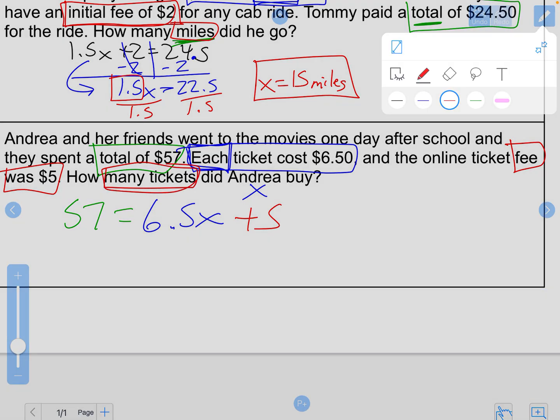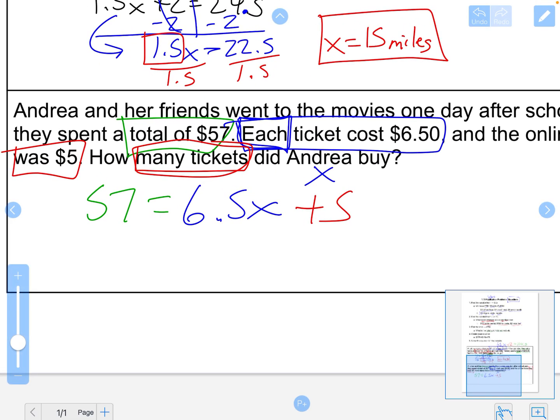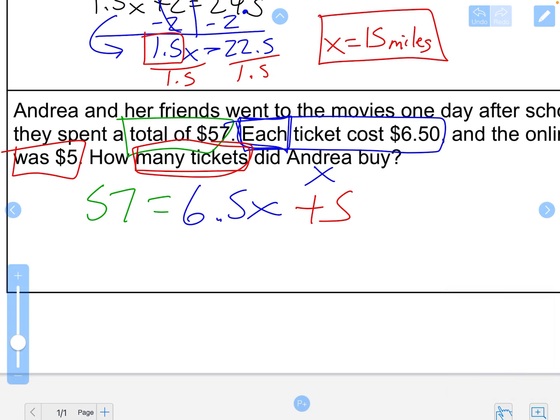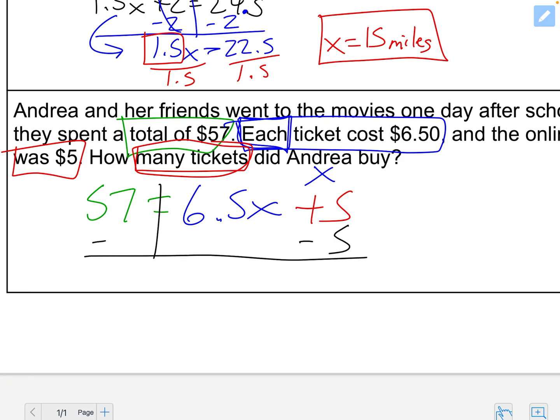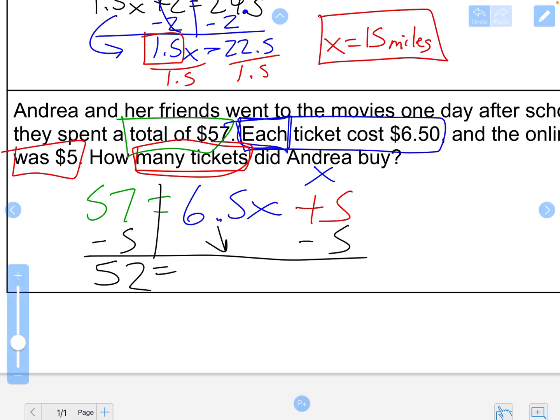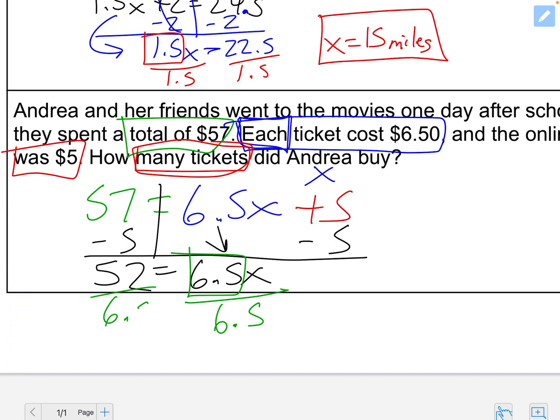And so now we get to solve our equation. I need to find my constant term, which is my number without a letter, which is 5. What I do to one side, I do to the other. 57 minus 5 is 52, and I need to bring my variable term down, 6.5x. Now my coefficient is the number in front of my letter, so my coefficient this time is 6.5. To get rid of coefficients, I need to divide. I'm going to pull out my trusty calculator. 52 divided by 6.5. 8 tickets is how many Andrea bought.